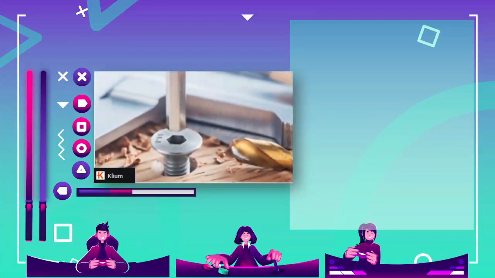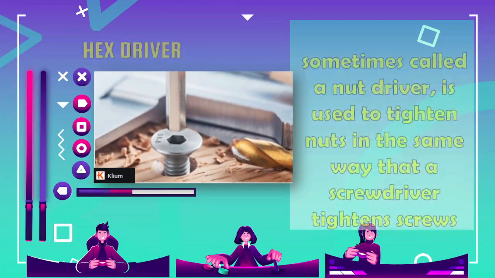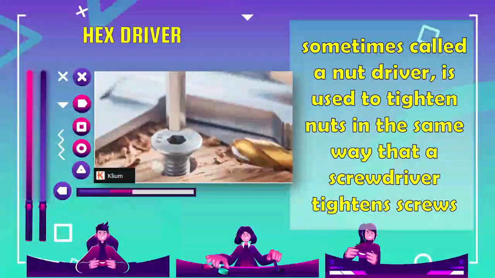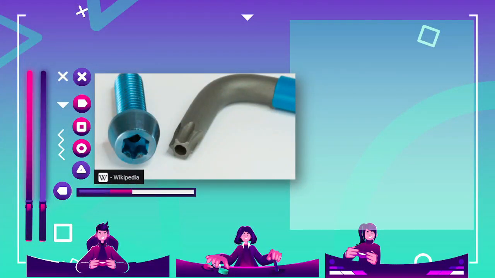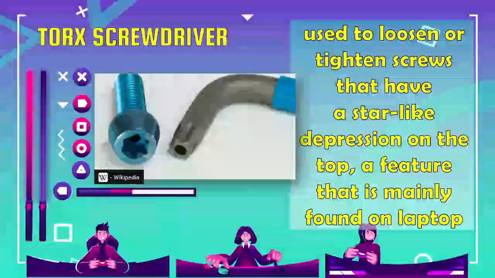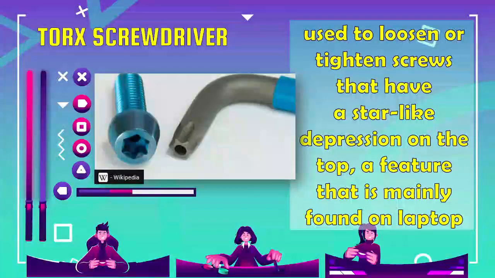And this one? Yes, it's a hex driver. It is sometimes called a nut driver and is used to tighten nuts in the same way that a screwdriver tightens screws. Do you know what this one is called? Yes, this is called a TORX screwdriver, used to loosen or tighten screws that have a star-like depression on the top, a feature that is mainly found on laptops.